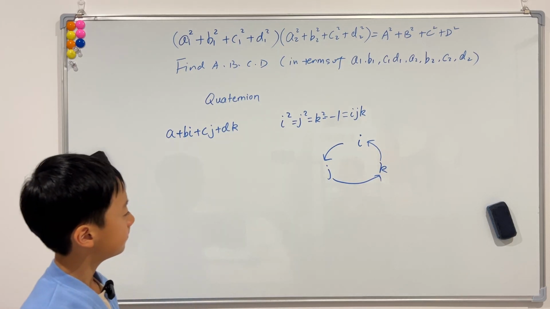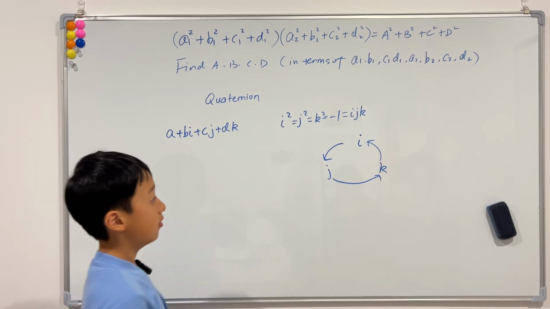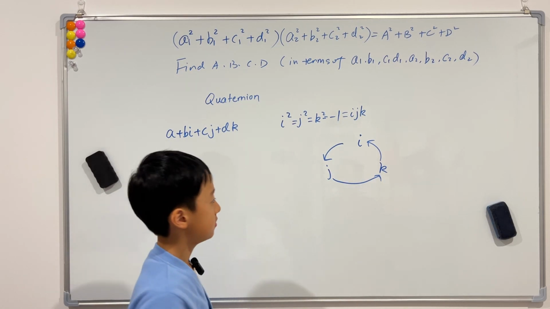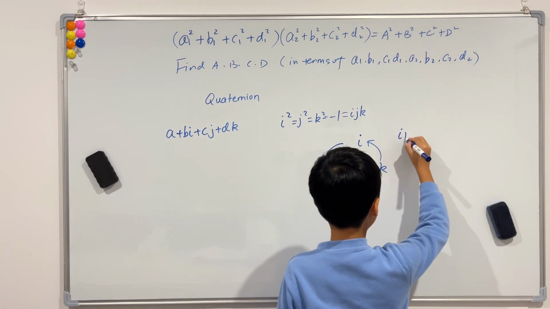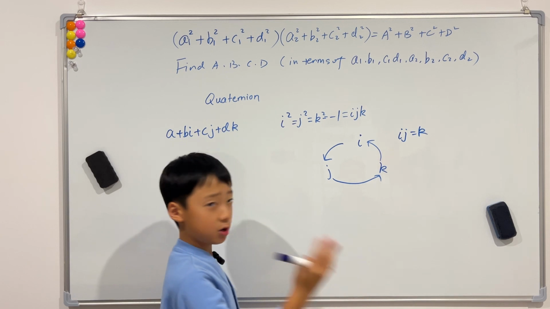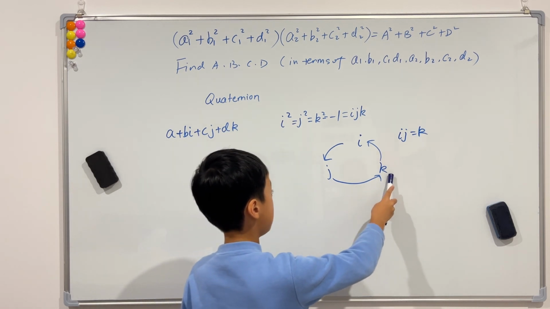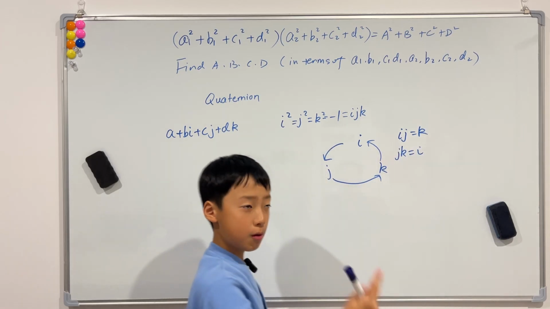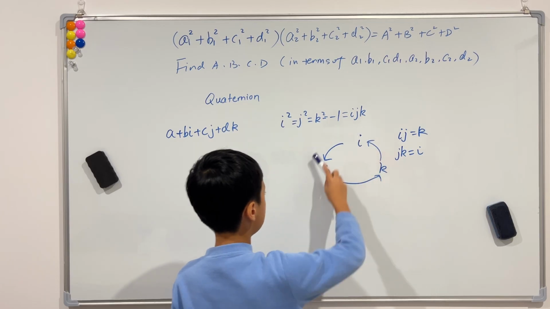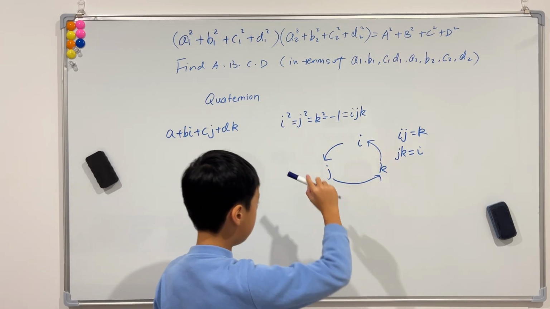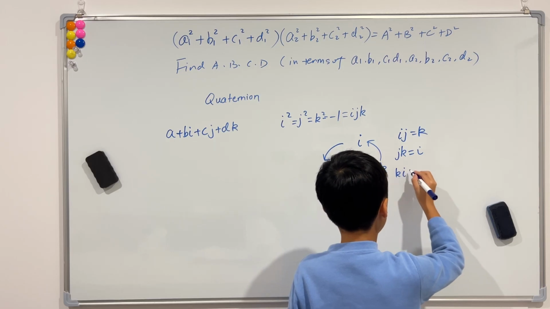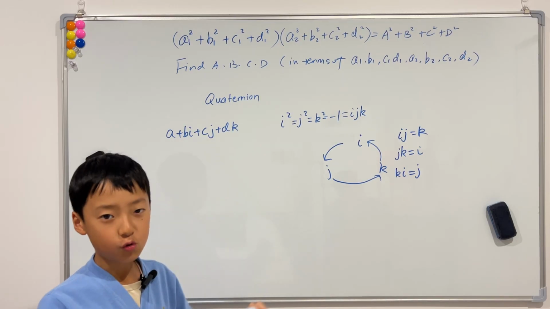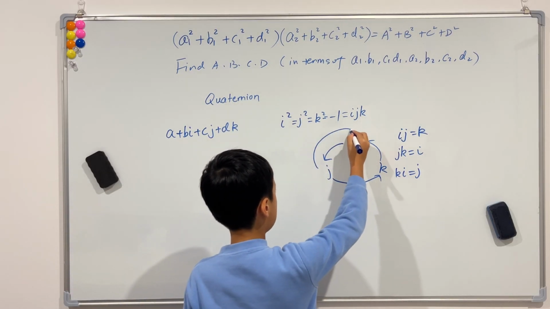The identities are i times j is equal to k. This is an identity. Then you keep on spinning the wheel. j times k is equal to i. Spin the wheel one more time. k times i is equal to j. Now we're going to spin the wheel clockwise. So we spin it this way.